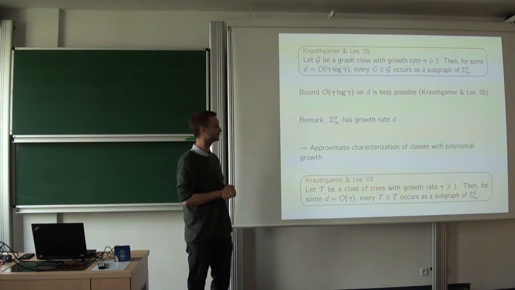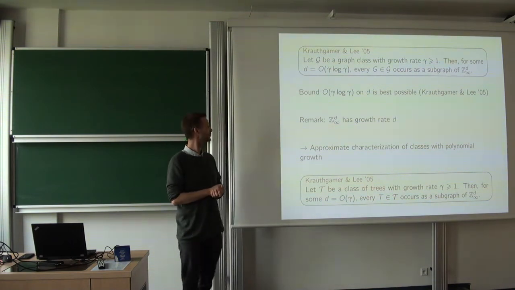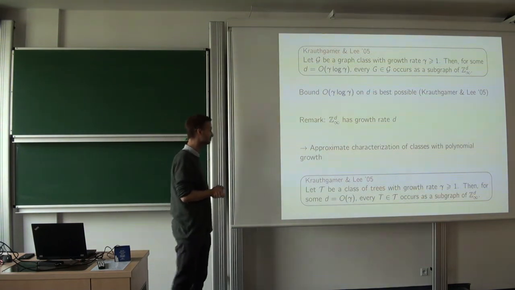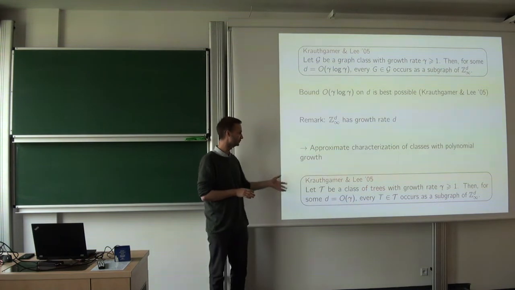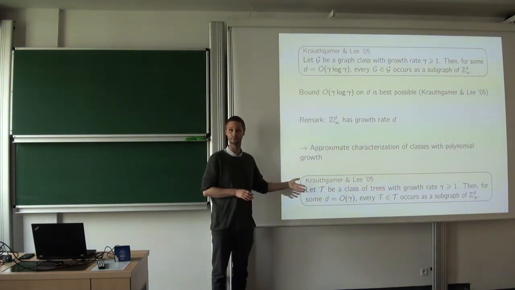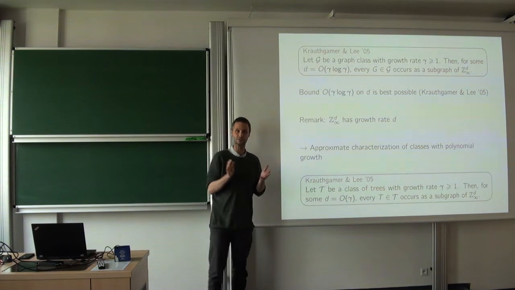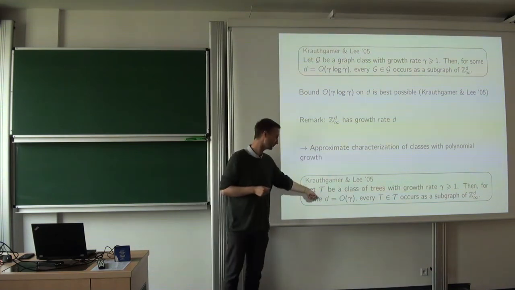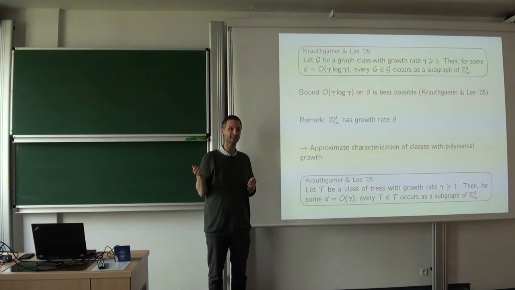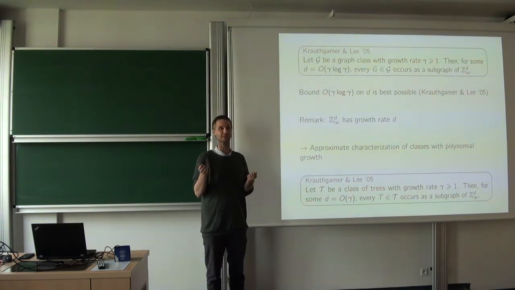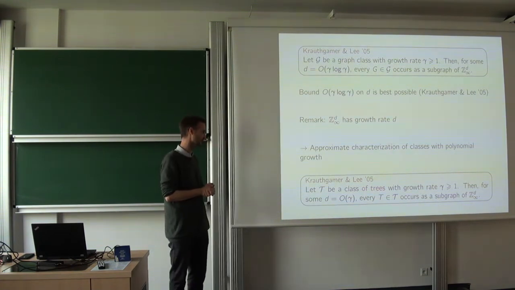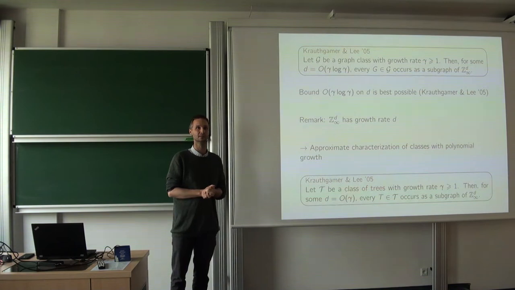Can you take some D that depends only on gamma? The previous bounds depended on gamma and some other parameters of the graph. A second comment is that, before that proof, it was even open for trees. There was no function of gamma that was known to work for trees. Again, there were some embeddings where the dimension was bounded by a function of gamma and some other parameter of the tree, for instance the radius of the tree. But just as a function of gamma, that was also an open problem.